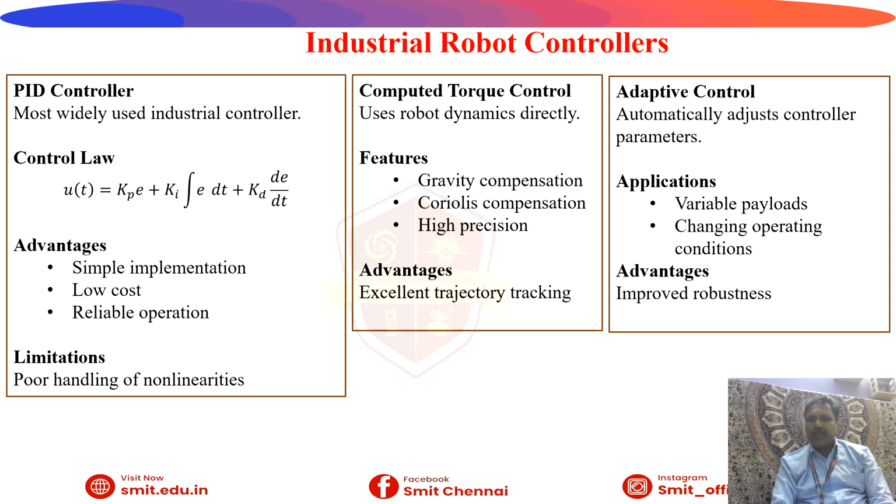Adaptive control automatically adjusts controller parameters. Adaptive means it should be automatically adjustable, otherwise it won't function. The application is variable payload, as told in adaptive control, wherever it will automatically change to handle various types of loads. Changing operating conditions, improved robustness.